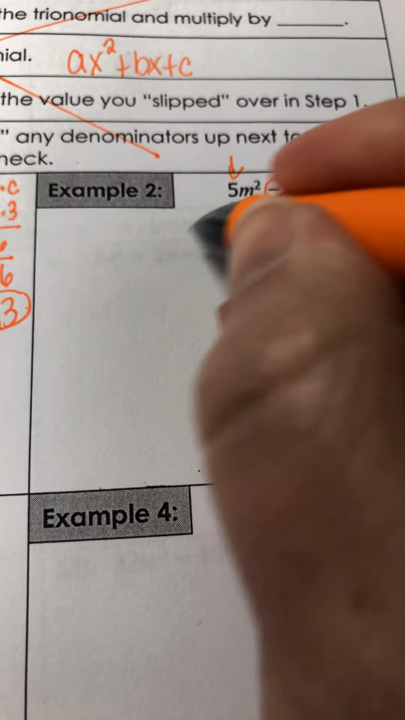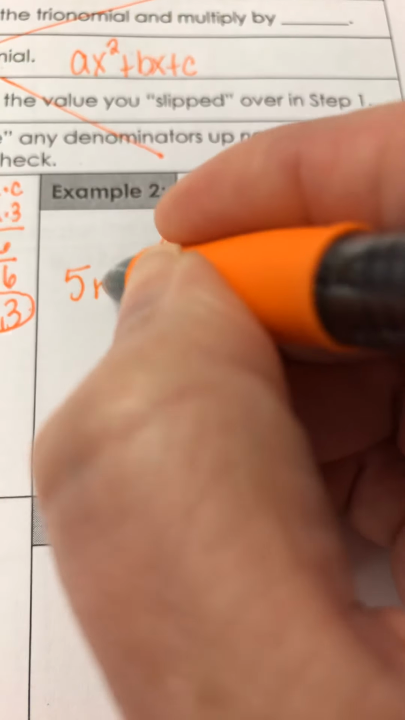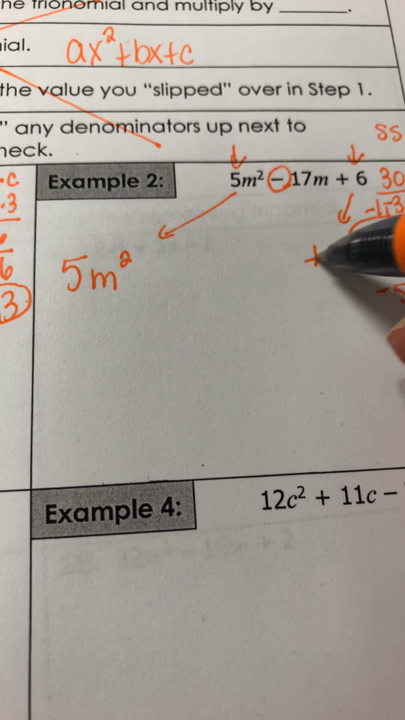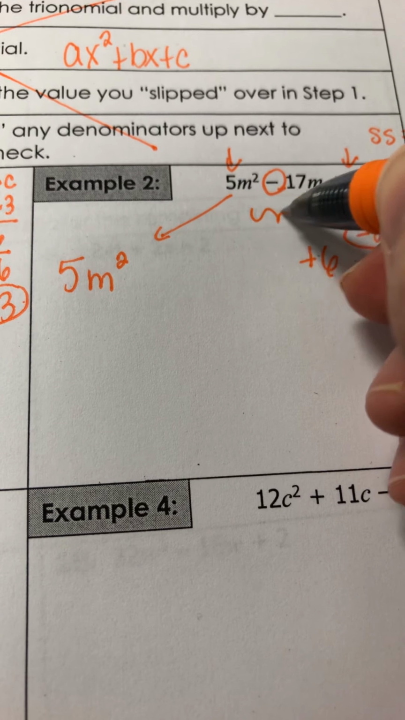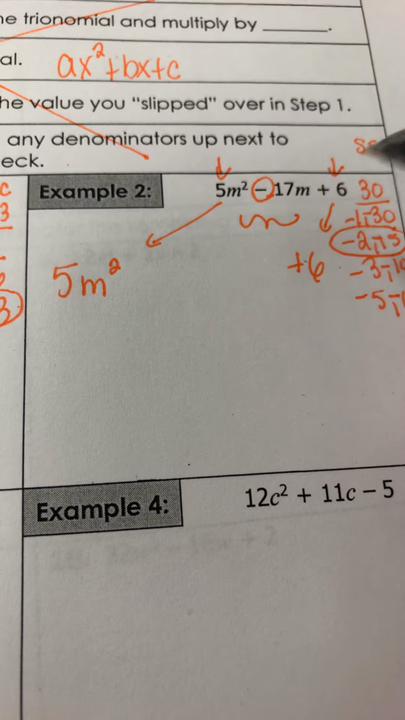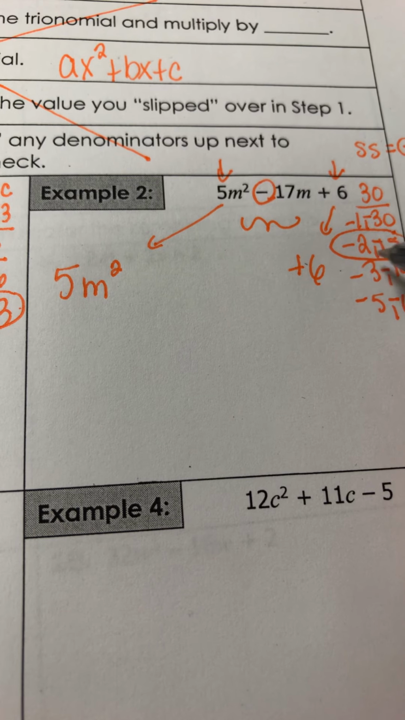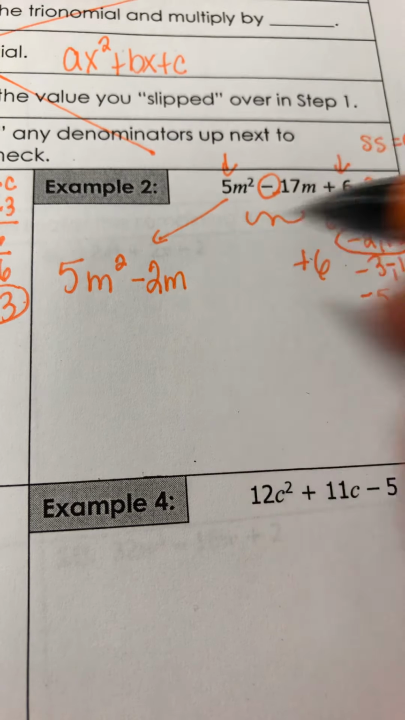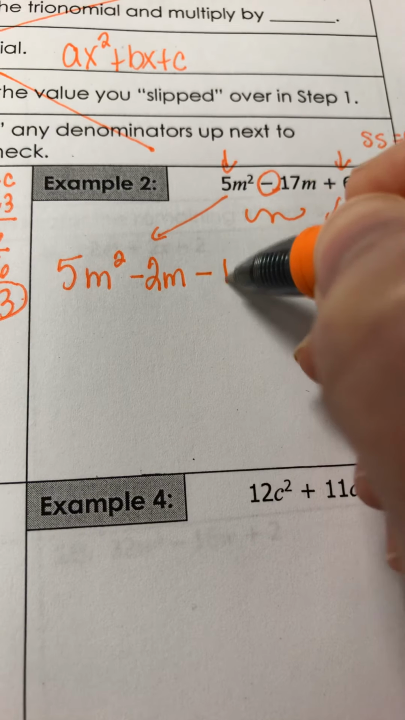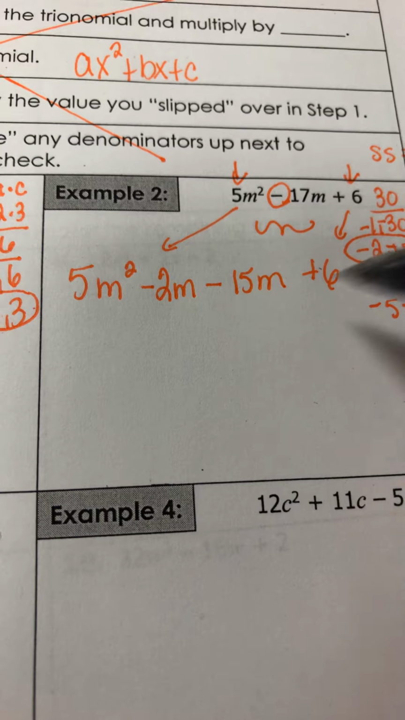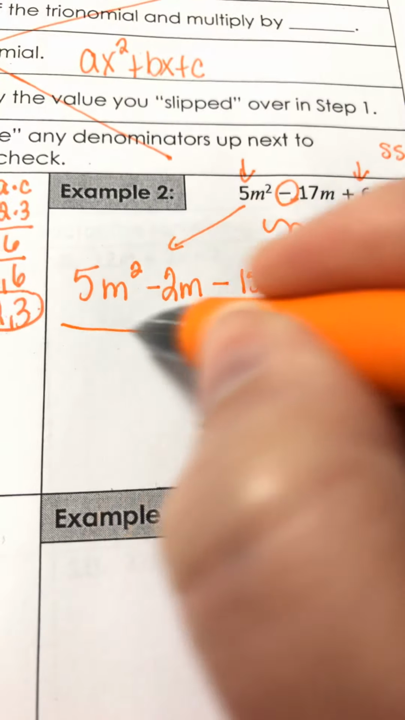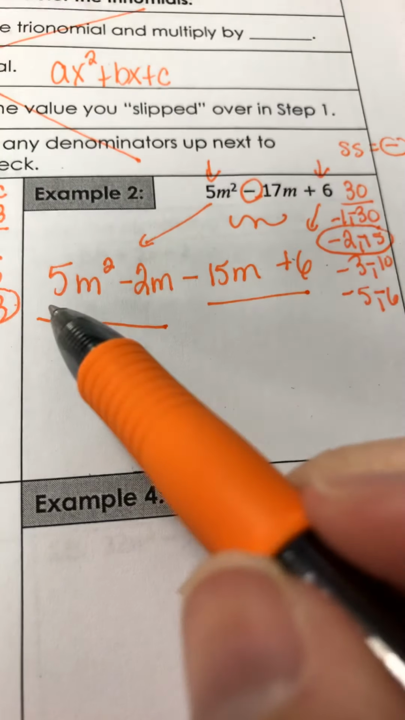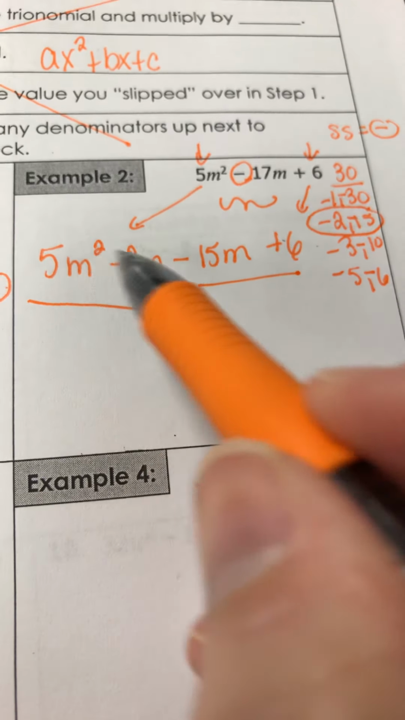Now remember, this first term, you're just going to write it down. This last term, you're just going to write it down. But you're going to take this negative 17m and replace it with the 2 factors that you just found, negative 2m and negative 15m. And now you have 4 terms. Make 2 groups and check your signs. This particular group is positive negative.